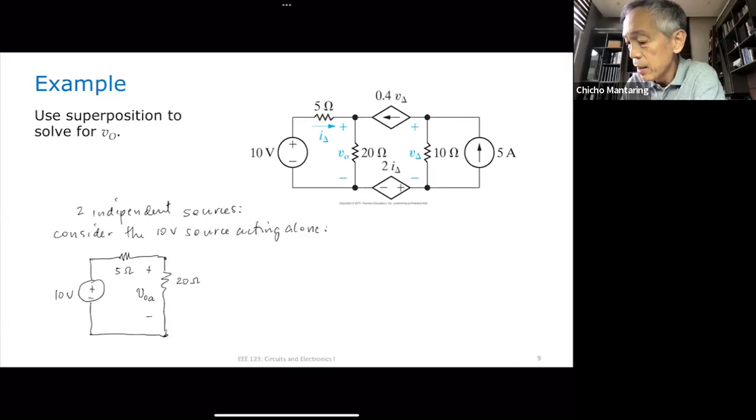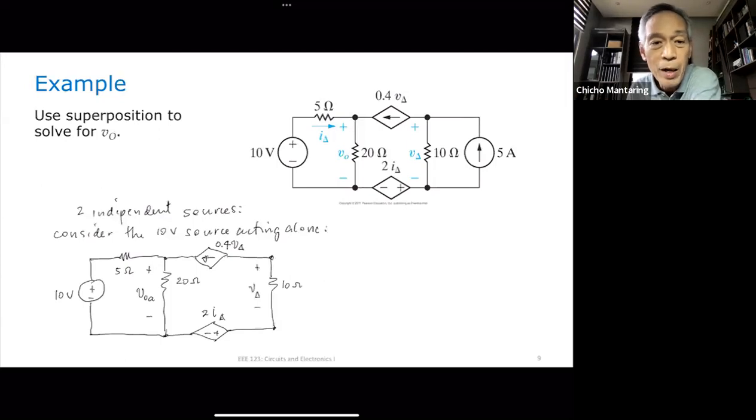Now, I have to include my dependent sources. So this is 0.4 V delta. That's a dependent current source. This is a dependent voltage source. This is 2 I delta. Where is V delta? V delta is the voltage across my 10 ohm resistor. So this is V delta.